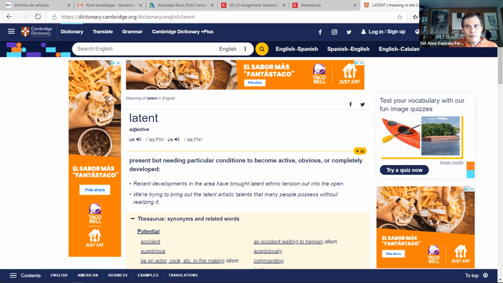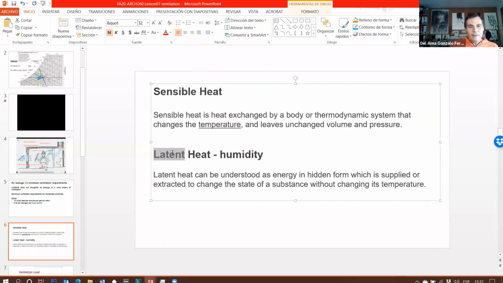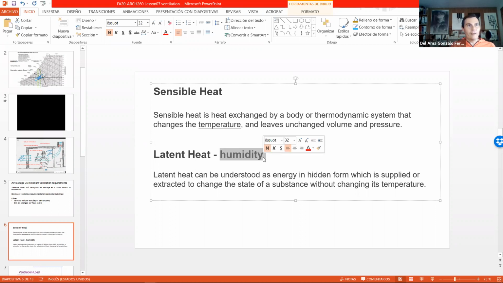So this is what happens with moisture. Everything that has this word latent means that it has to do with humidity, because the humidity is there, but we can't feel the humidity unless we have a lot of it, and then something terrible happens, and this terrible thing can be condensation. If we don't have condensation, we are not aware that there's a lot of humidity in our room. So this is what has to do with latent heat.